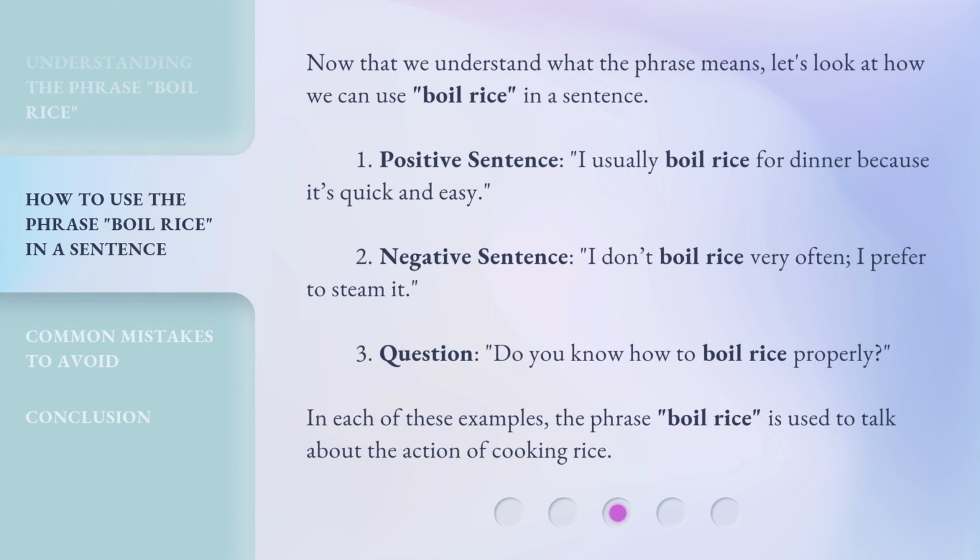Now that we understand what the phrase means, let's look at how we can use boil rice in a sentence. 1. Positive sentence. I usually boil rice for dinner because it's quick and easy. 2. Negative sentence. I don't boil rice very often. I prefer to steam it. 3. Question. Do you know how to boil rice properly? In each of these examples, the phrase, boil rice, is used to talk about the action of cooking rice.